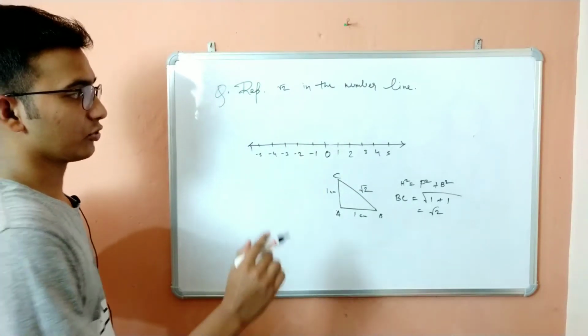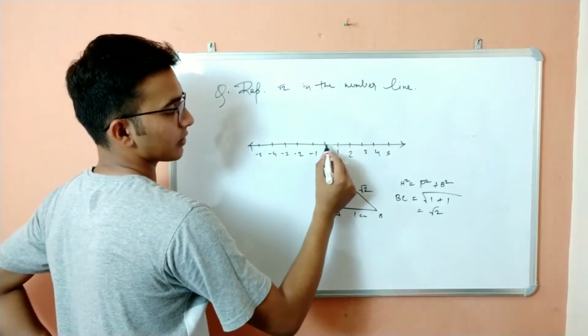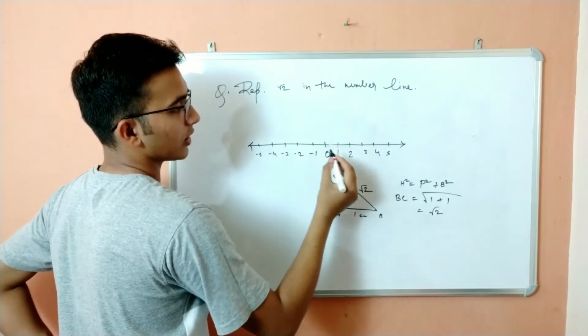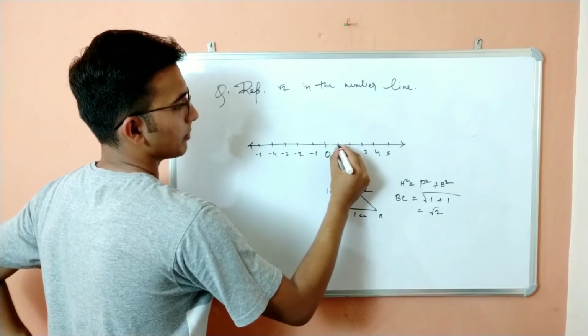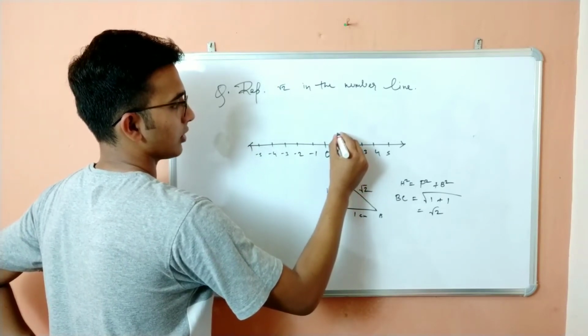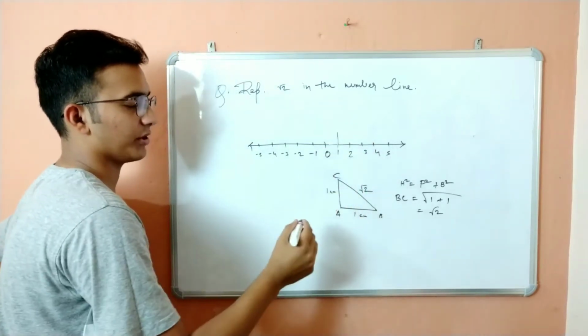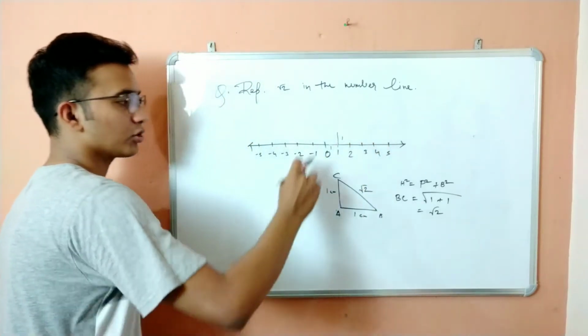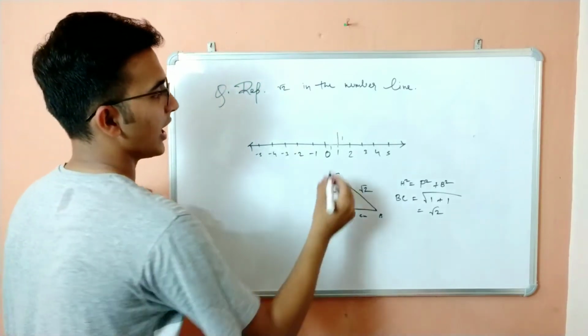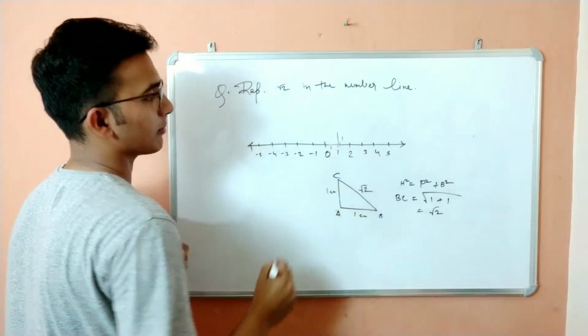The same thing I have to do over here. Take 1 centimeter from 0. From 0 to 1 is 1 centimeter. Take that 1 centimeter and draw a perpendicular. Carefully draw a perpendicular over 1. That is also 1 centimeter. So this should be 1 and 1. Both should be 1. Both should be equal. That is very important. And this should be perpendicular to the number line.